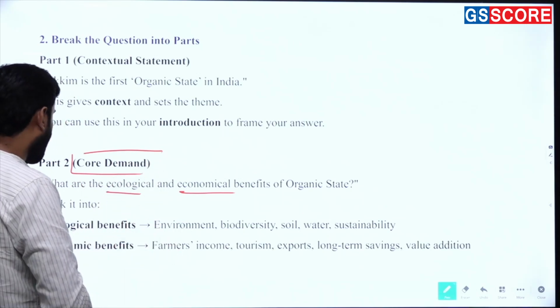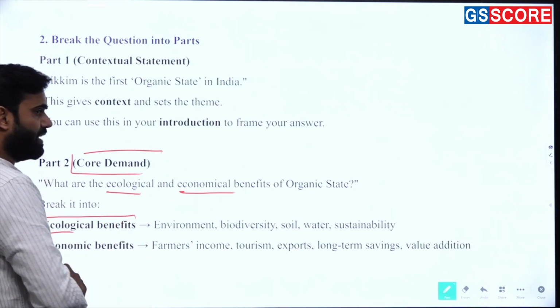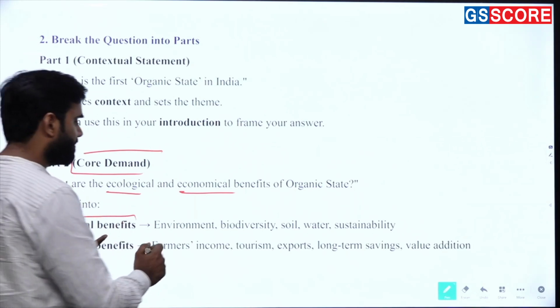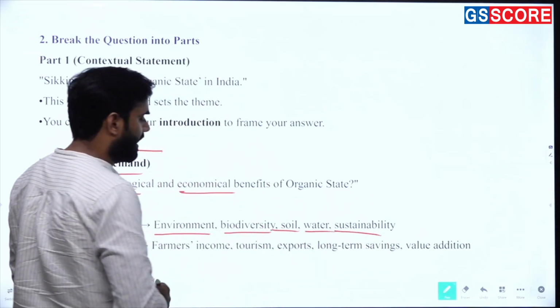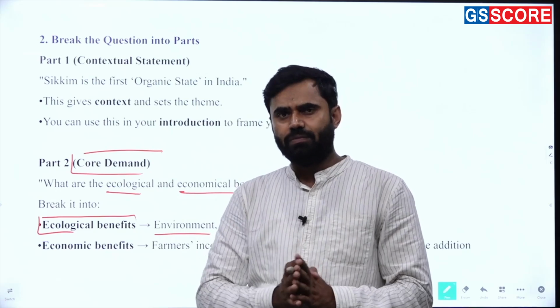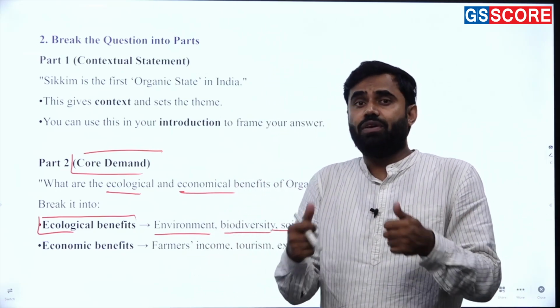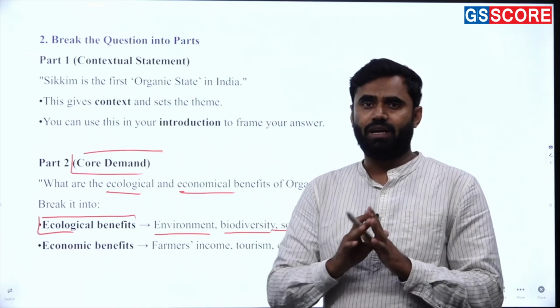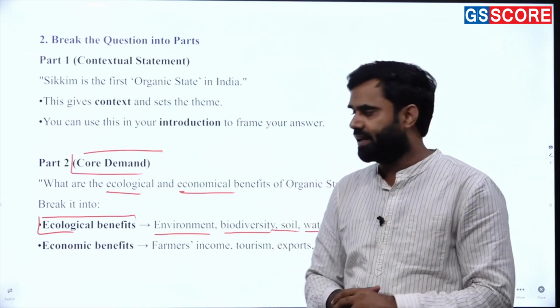Getting my points? Now you will find that whenever we talk about ecological benefits, we are talking about the environment: biodiversity, soil, water and sustainability. These are the important ecological benefits. One by one you will describe all these important areas with the help of important words. यहाँ पर गलत और बेवजह का जो knowledge है उसको use करने की कोई जरूरत नहीं है.